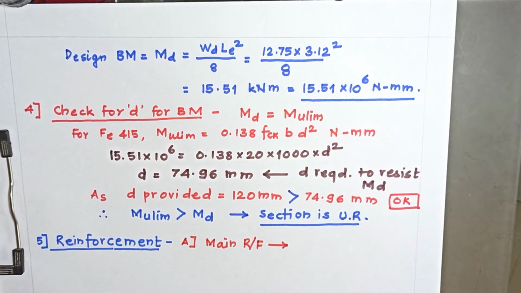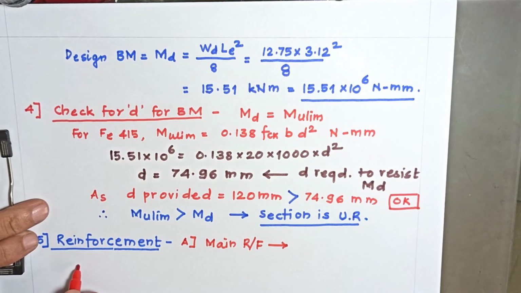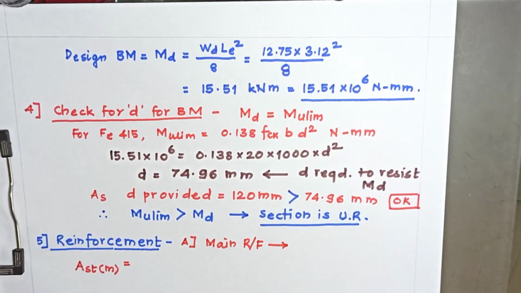Now, here we know that the section is under reinforced, so main reinforcement can be calculated by that very important formula. And what is that? So I will write here Ast, that is area of tension reinforcement. As it is main steel, I will write Ast main is equal to, this is a very important formula, useful to find out the reinforcement in almost all designs. Okay, in some other video I will explain how that formula is obtained.